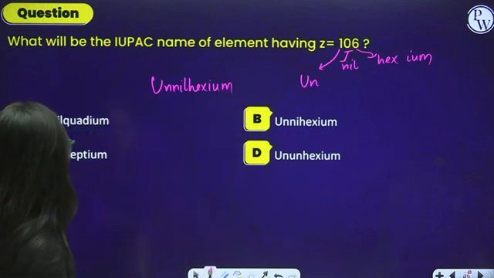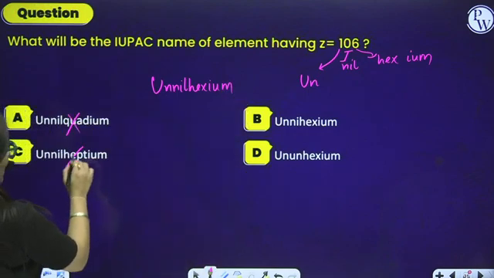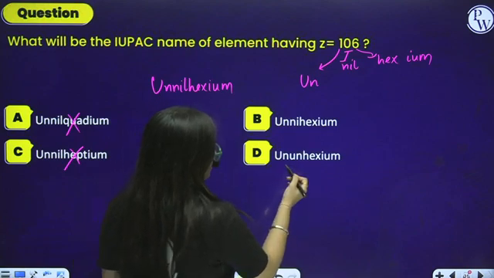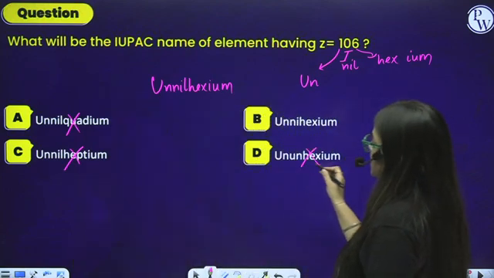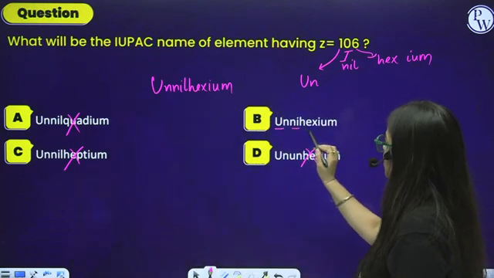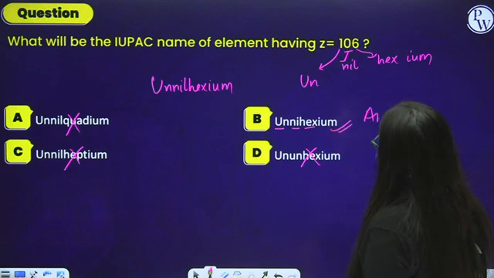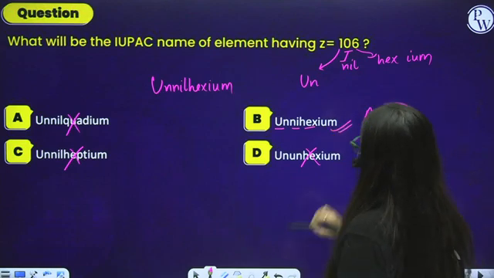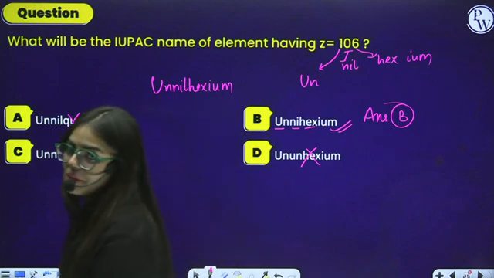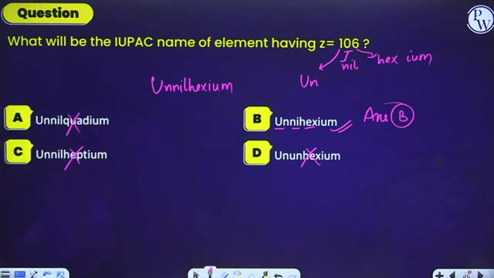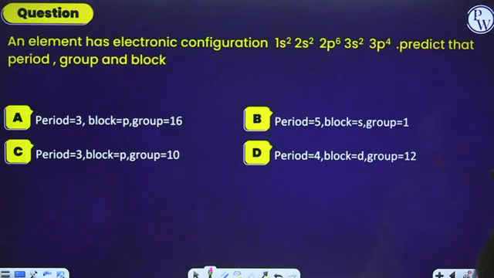Let us check. It is quadium 104, heptium not possible. See, unhexium not possible. It is 116, but it is 106. So option B is going to be the right answer for this particular case. Clear, everyone? Shall I move on to the next question, students? Okay, let us see the next question.